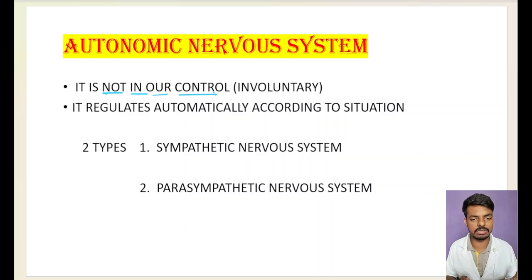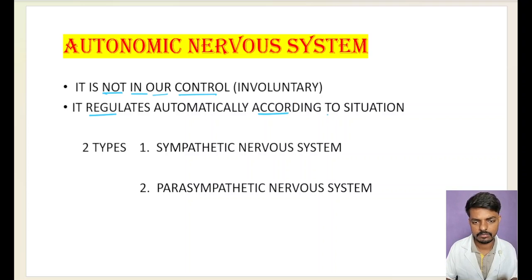Okay, respiratory rate is not in our control. So all these things are regulated by the autonomic nervous system, which regulates automatically. It is involuntary, meaning not in our control, not voluntary. It regulates automatically according to the situation.